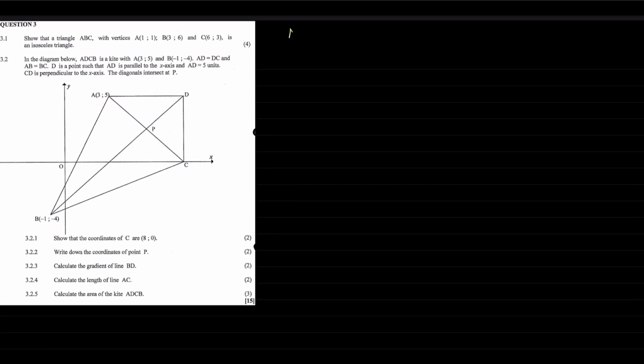Let's take a look at the next one. So this is the November 2016 paper 2. So question number 3 reads, show that a triangle ABC with vertices A, B, and C, they give us the coordinates, is an isosceles triangle. So 3.1. So let's just sketch this out.